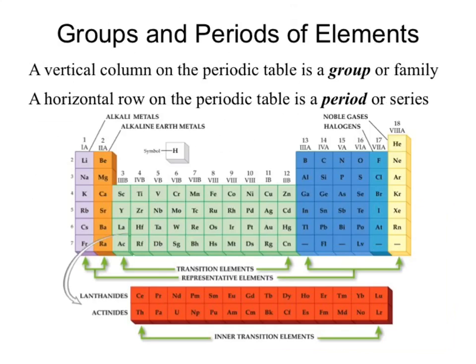Okay? So your periods are, by definition, your rows. Your groups are your columns. Within a row, your chemistry can change quite substantially. Within a column, the chemistry stays virtually identical. Okay? Questions about that? Because I know I goofed it.